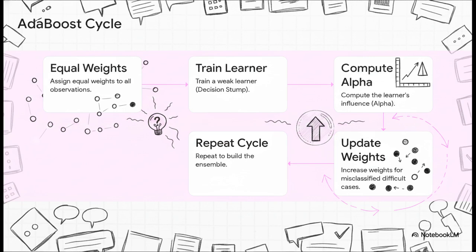But step 4 is where the real magic happens. The algorithm constantly shifts its attention to the most difficult observations by increasing their weights. It's exactly like a teacher giving extra focused attention to the students who are struggling the most. Then, it just repeats the cycle, with the next learner hyper-focused on the mistakes made by the previous one. Finally, the whole shebang comes together in a weighted vote.